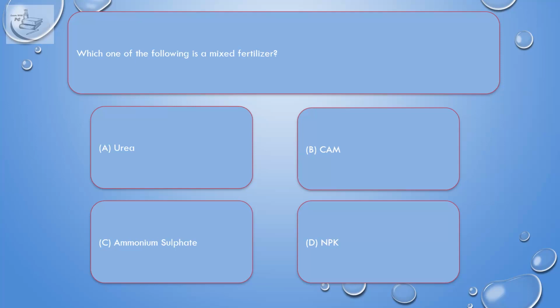Question: which one of the following is a mixed fertilizer? A. Urea. B. CAN. C. Ammonium sulfate. D. NPK.